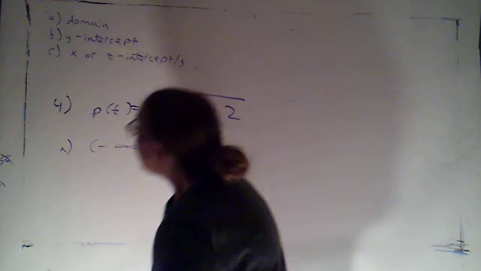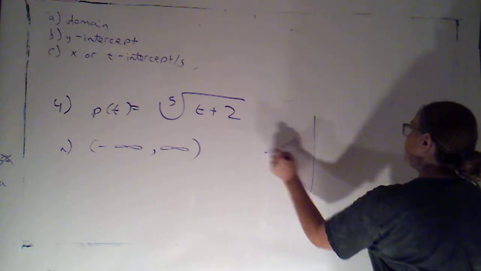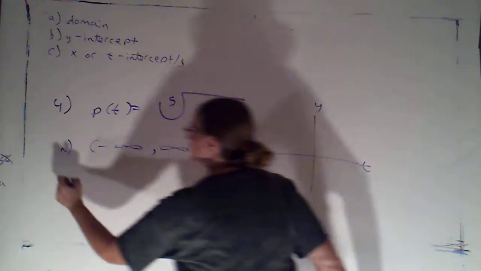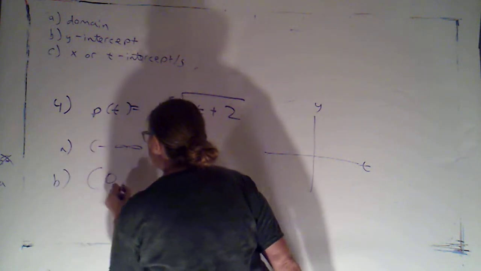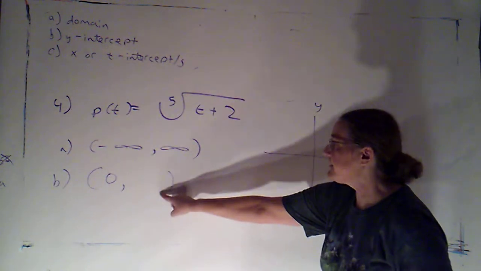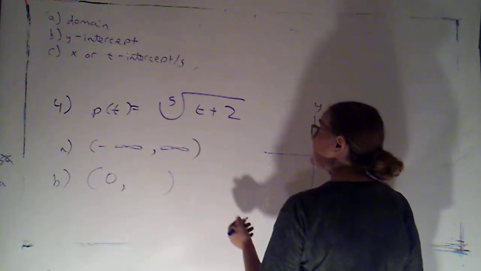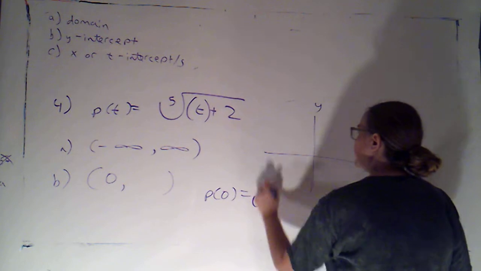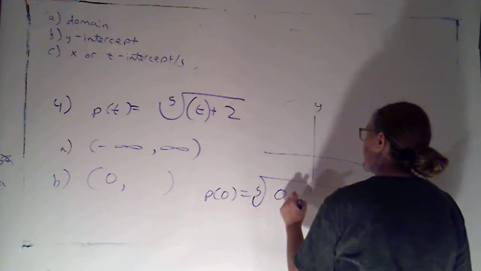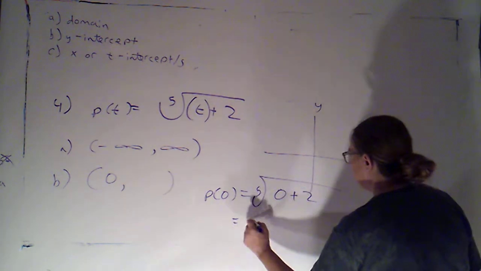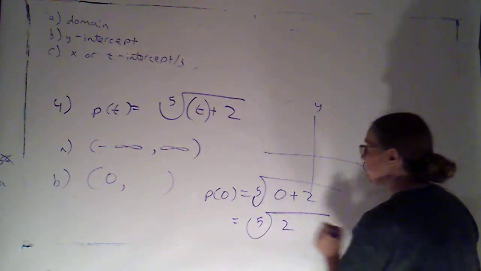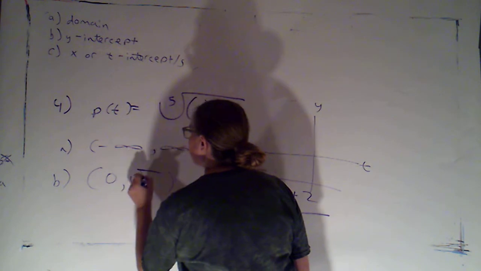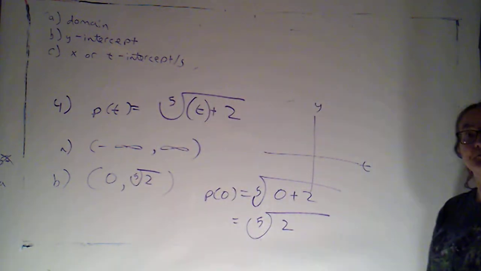Okay, if I want to find the y-intercept, if we're on the y-axis, t is 0. So I'm going to have a point with the t value of 0, and then to figure out the y value, I'm just going to plug in 0 for t. So p of 0 would be the 5th root of 0 plus 2. That's just going to be the 5th root of 2. And that doesn't simplify nicely, so we'll just leave that as the 5th root of 2.